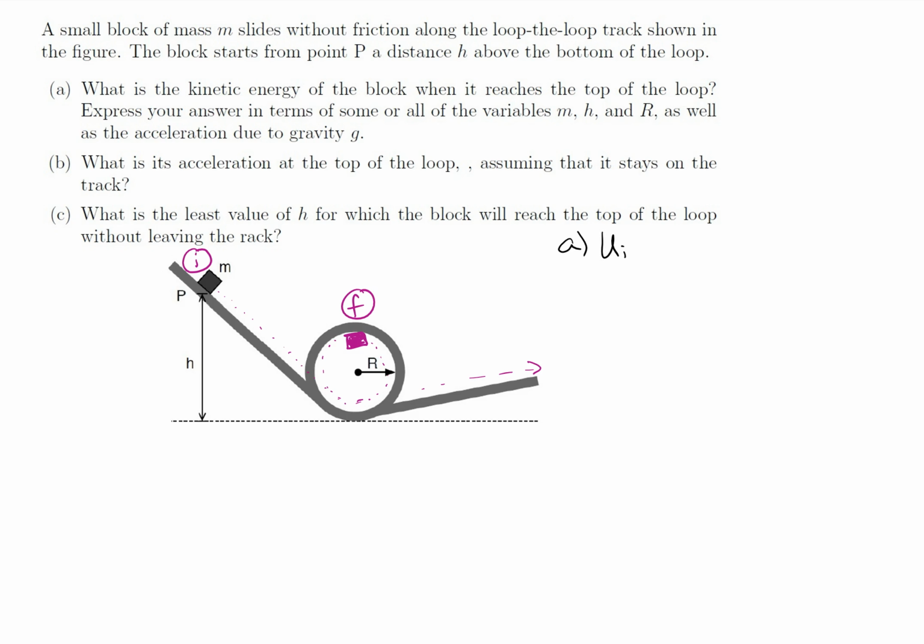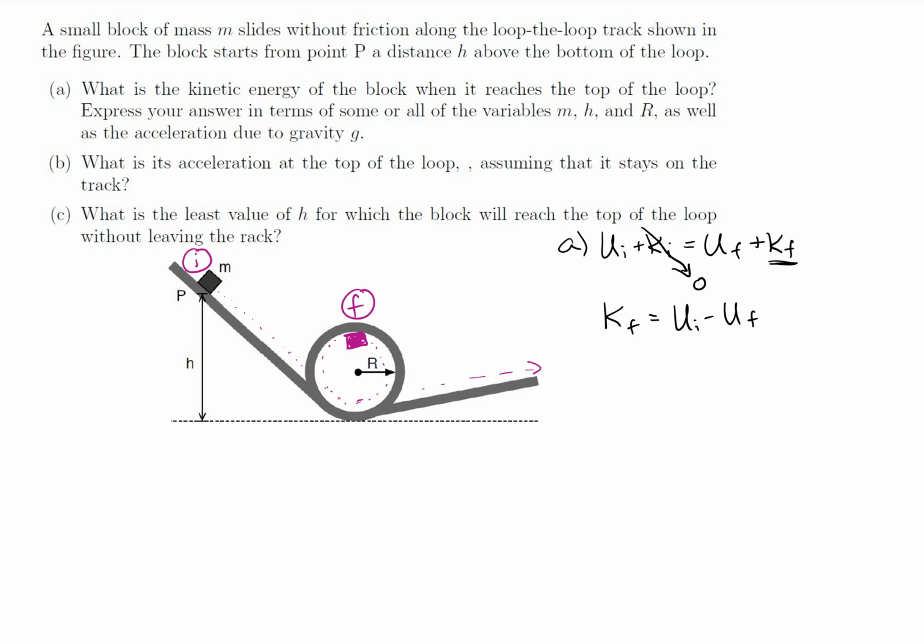And we're going to say our initial potential energy plus initial kinetic energy has to be equal to our final potential energy plus our final kinetic energy. In this case, it says the block starts from point P, so let's assume that it's released from rest. And so the initial kinetic energy is 0. What we want to find is the final kinetic energy. So K final is going to be U initial minus U final.